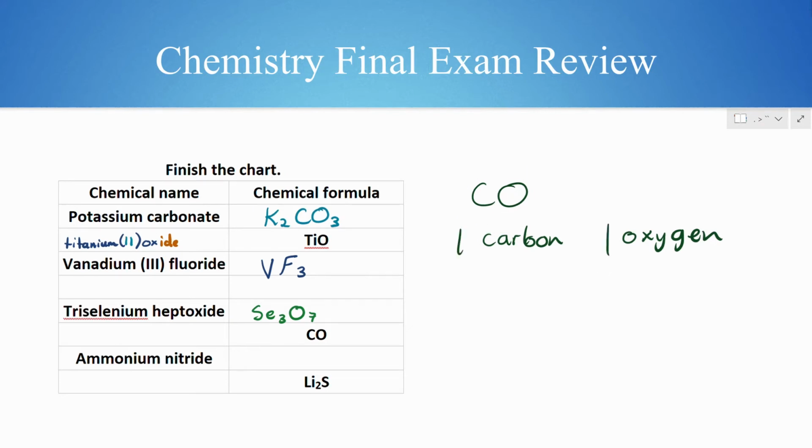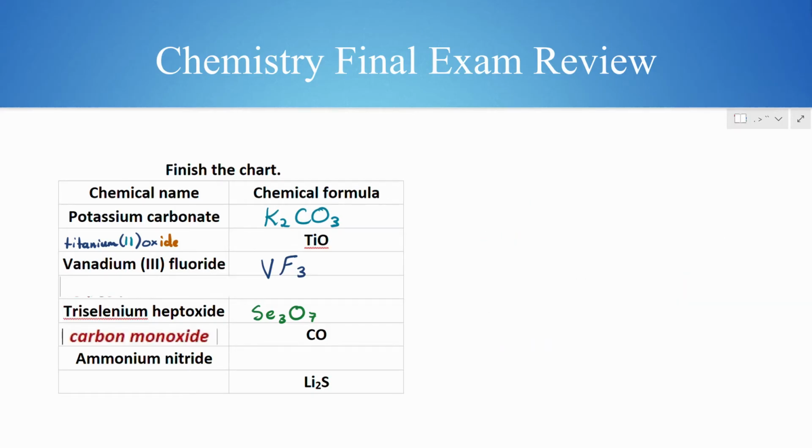Now, mono can never be used for the first element, so we're just going to leave that as carbon, not monocarbon. Now, for the second element, we use the prefix for 1, which is mono. And then we add the base name of the second element plus IDE, so monoxide. So carbon monoxide will be the chemical name for this.